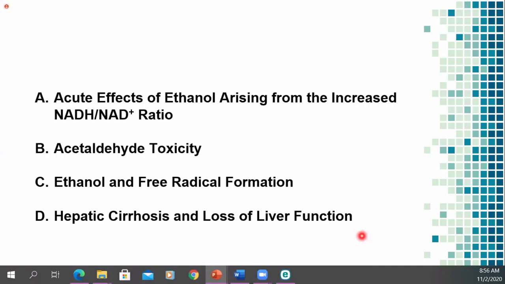First of all, the alcohol will cause an increase in the NADH to NAD ratio. Okay, and we will describe this later on. What's the effect of this ratio? What does it mean for NADH to be higher than NAD? Okay, it means that you are going to do more reducing reactions by the presence of the NADH molecule. The acetaldehyde is toxic, so there will be a high concentration of a toxic molecule, and we will discuss this as well. Formation of free radicals by the ethanol, and eventually hepatic cirrhosis and loss of liver function.